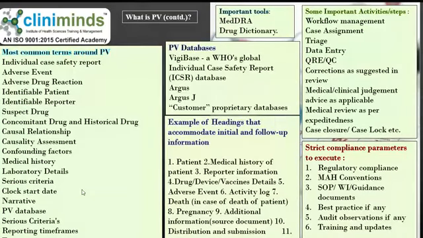Seriousness criteria that we saw range from non-serious to serious, wherein we have death, life-threatening, hospitalization, prolongation of existing hospitalization, disability, permanent disability, congenital anomaly or birth defect, and important medical event.